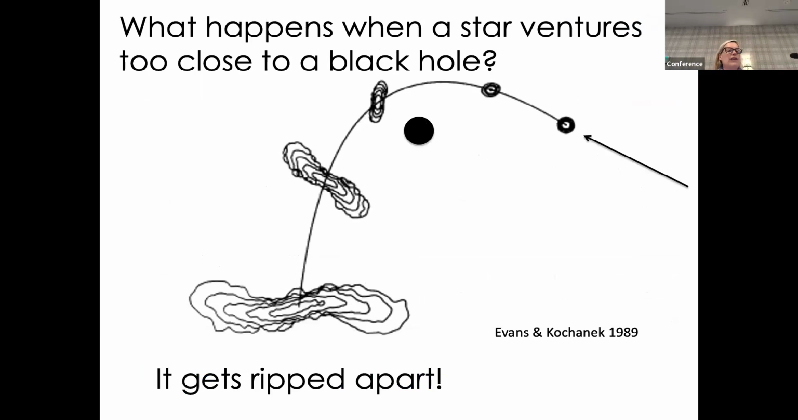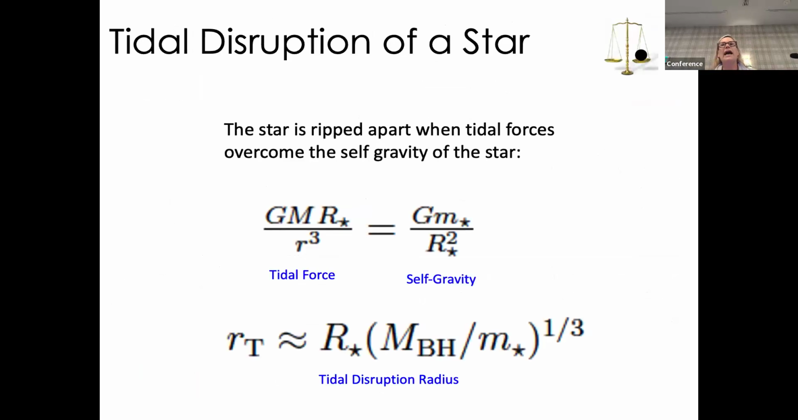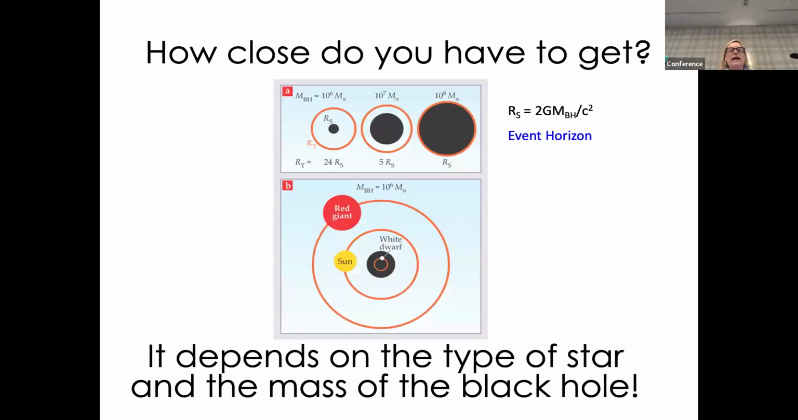So what happens when a star ventures too close to a black hole? Well, the tidal forces of the black hole will overcome the self-gravity of the star, and it'll get ripped apart. And you can determine how close a star has to get to be overcome by tidal forces. That radius, known as the tidal disruption radius, depends both on the mass of the black hole as well as the mass and radius of the star itself. So you can see that it depends on the type of star. Is it a main sequence star? Is it a very compact white dwarf or extended red giant? And how big is the black hole?